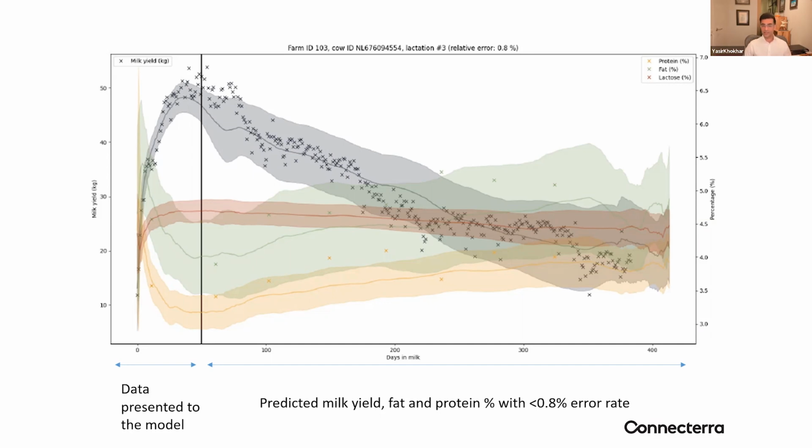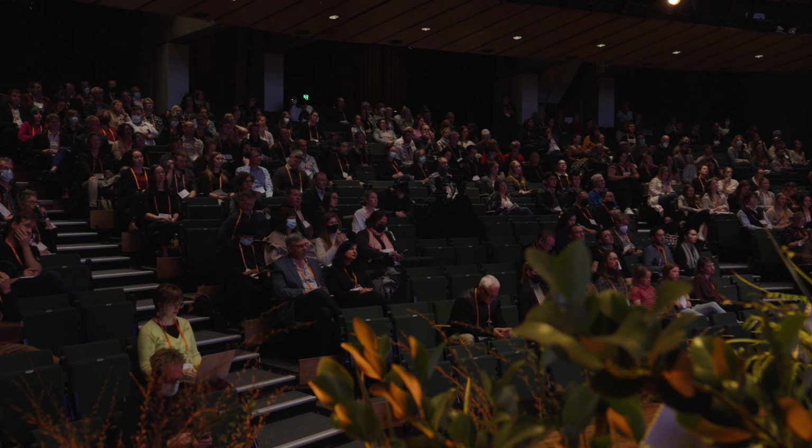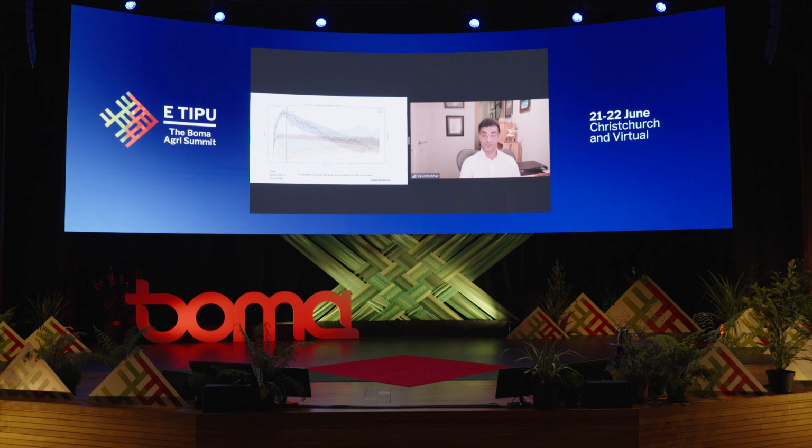And we got really excited about this because the performance of this model was very, very good. In fact, from the literature that we'd seen, we believe that this is one of the top performing models. All right, great. So we've got a machine learning model that predicts lactation curves and milk yield. Fantastic. What does this mean?